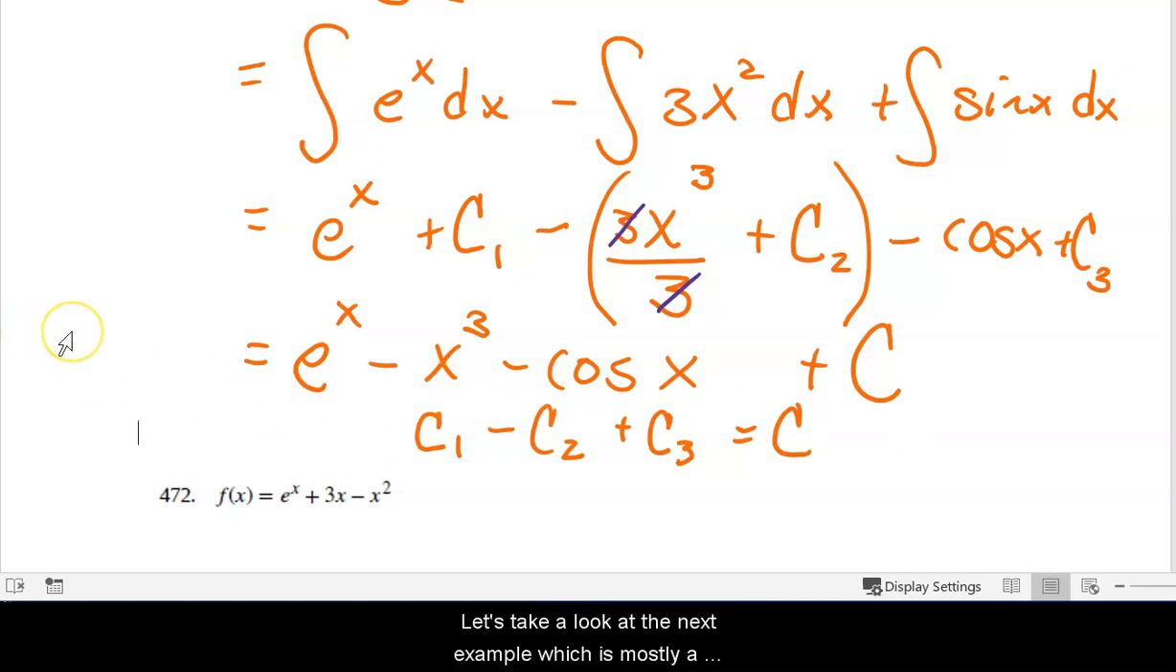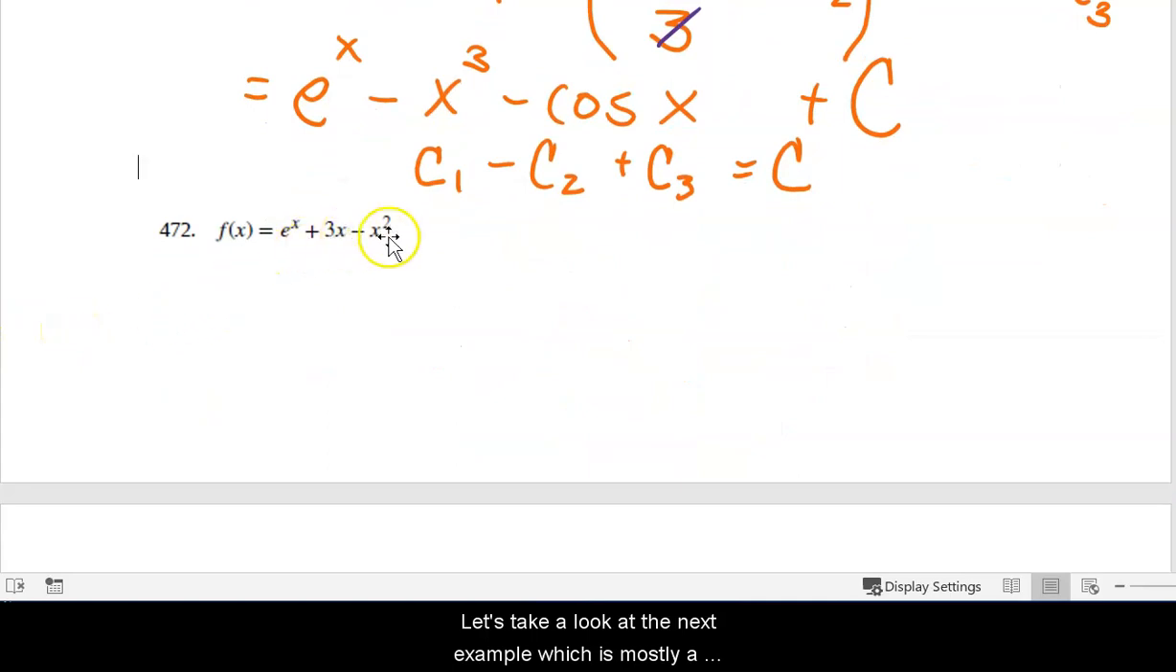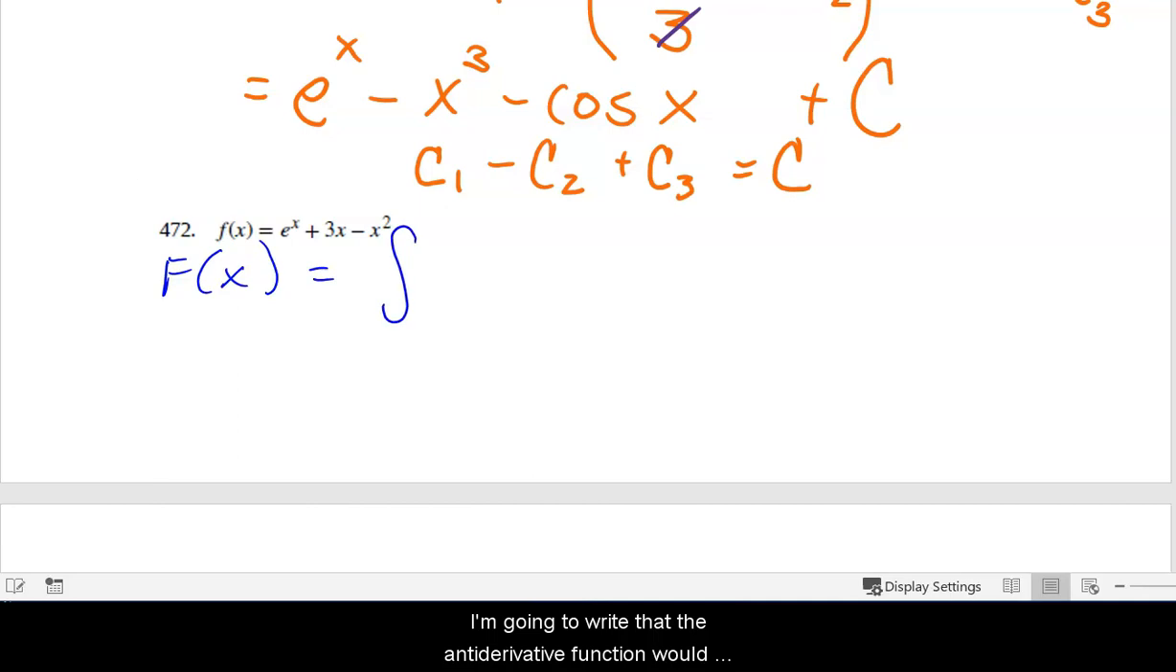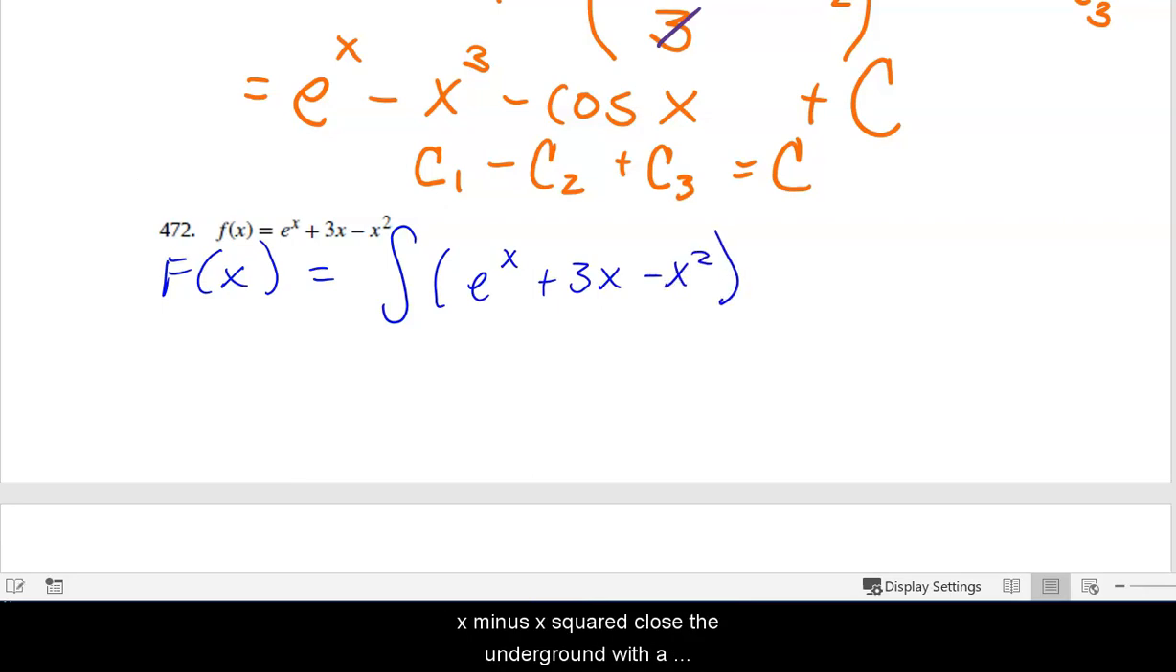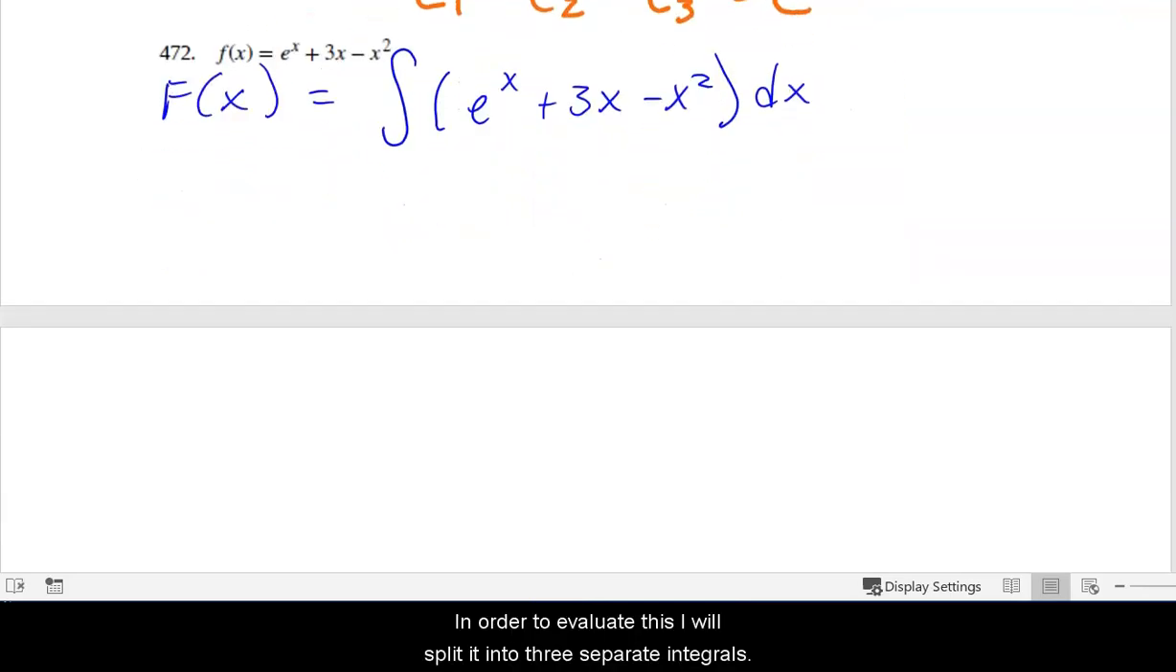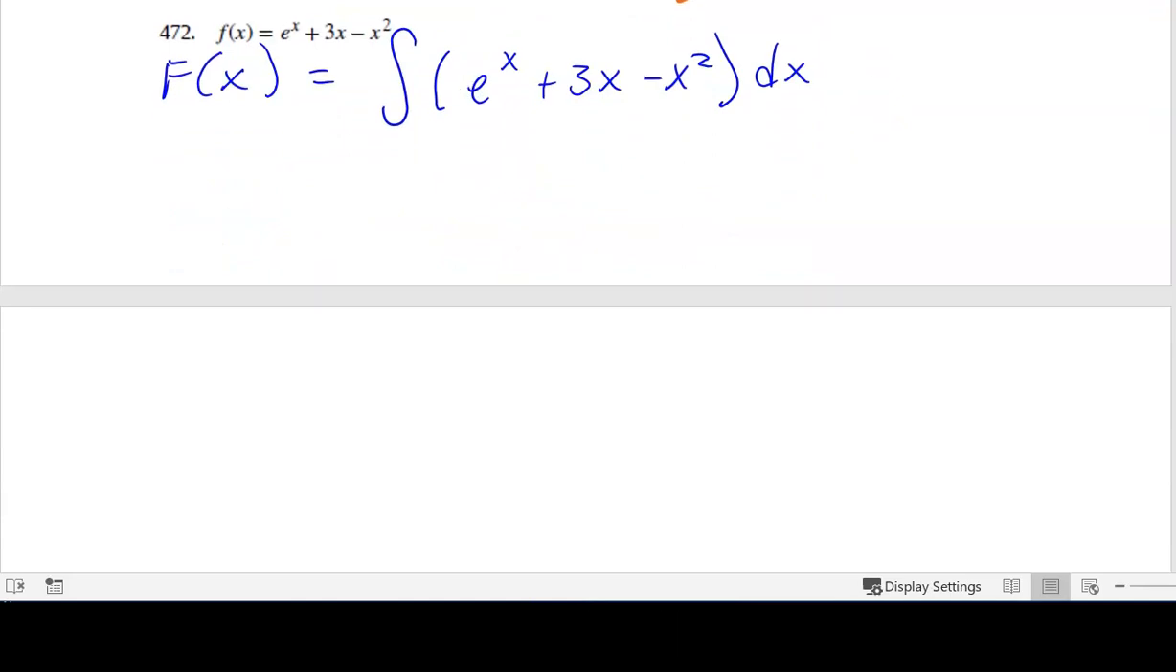Let's take a look at the next example, which is mostly a mixture of a polynomial, 3x minus x squared, and an exponential e to the x. On this problem, I am going to write that the antiderivative function would be the indefinite integral of the integrand e to the x plus 3x minus x squared, close the integrand with the differential dx. In order to evaluate this, I will split it into 3 separate integrals.